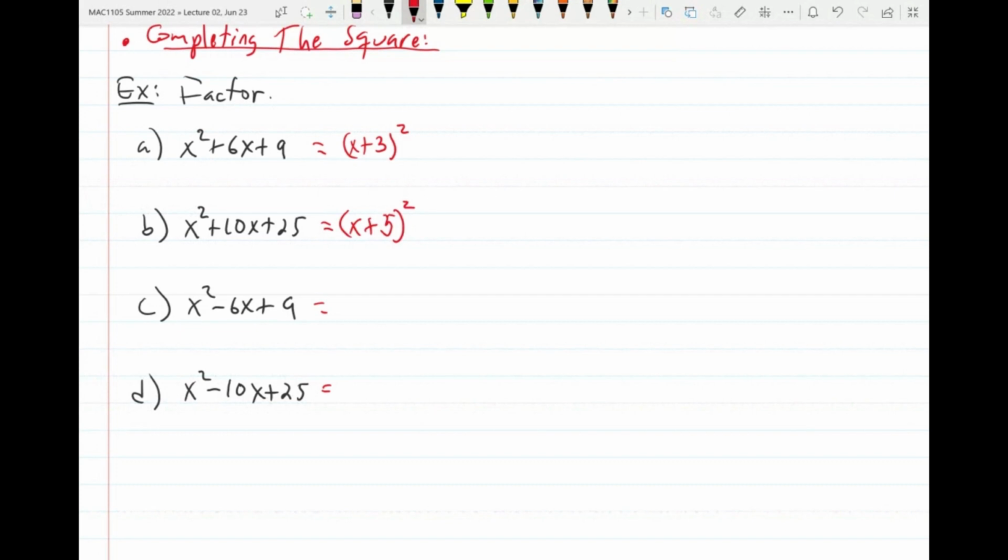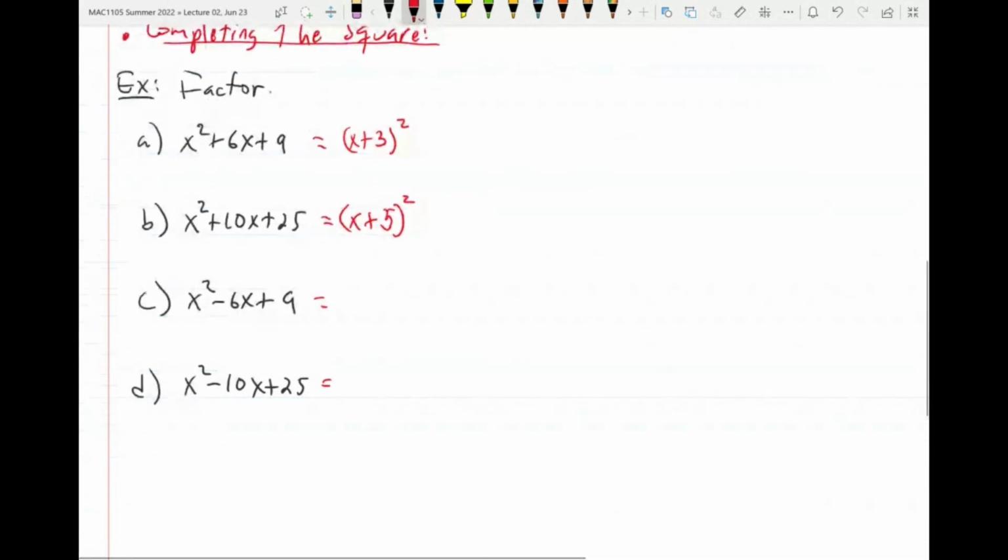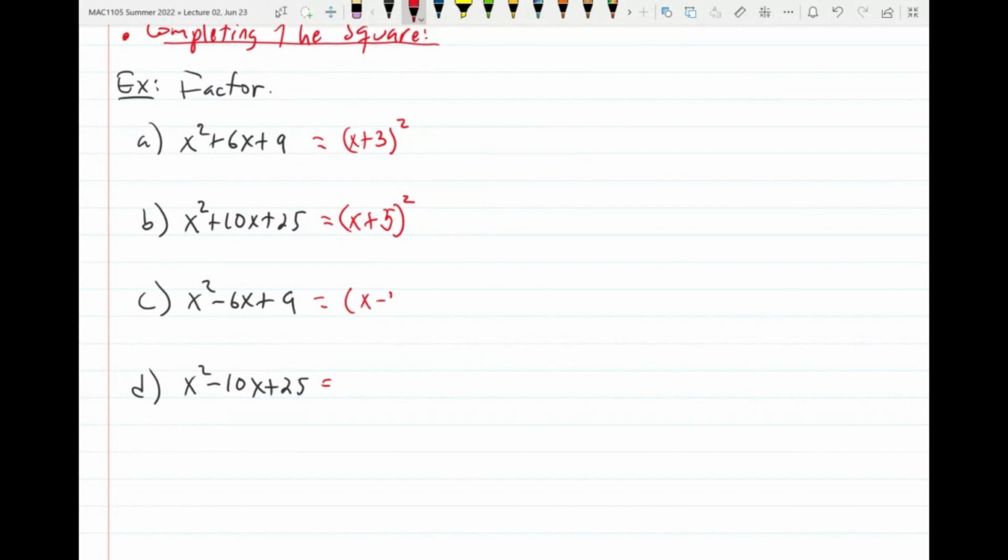So how about the third one? x minus 3 squared. Does everybody see this? Two numbers whose product is 9, but this time the sum must be negative 6. So you need the two numbers to be negative, right? So negative 3 and negative 3. And the last one? x minus 5 squared. Okay, good.